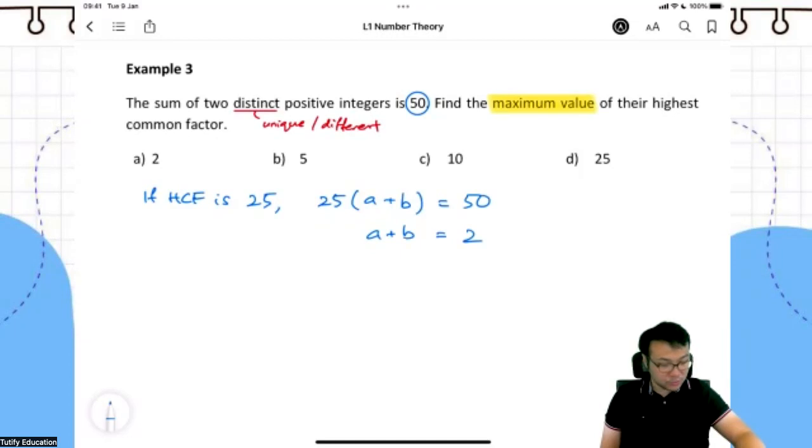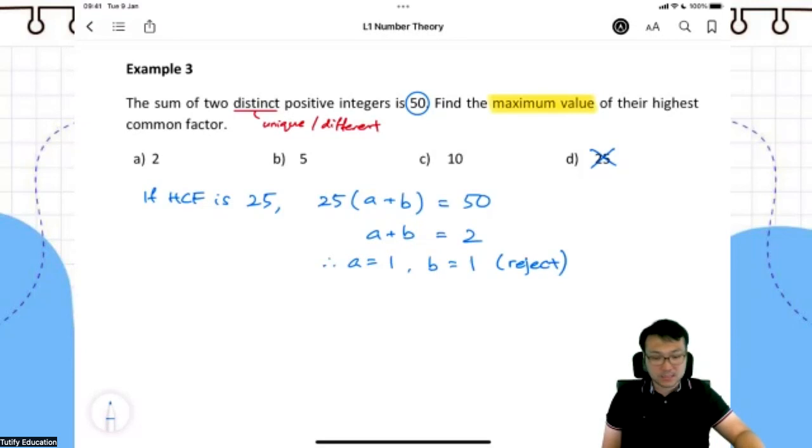Correct. A plus B must be 2 because 25 times 2 is 50. If A plus B equals 2, therefore, I can say that A equals how much? 1. Yes. A equals 1 and B equals 1. Now, Nicholas, this is the important part. Are they distinct, A and B? No. No, they are not distinct. Okay, so what we do is we reject them. We reject the answer because it is not distinct. The question is asking you for distinct. So apparently it does not work for the number 25.